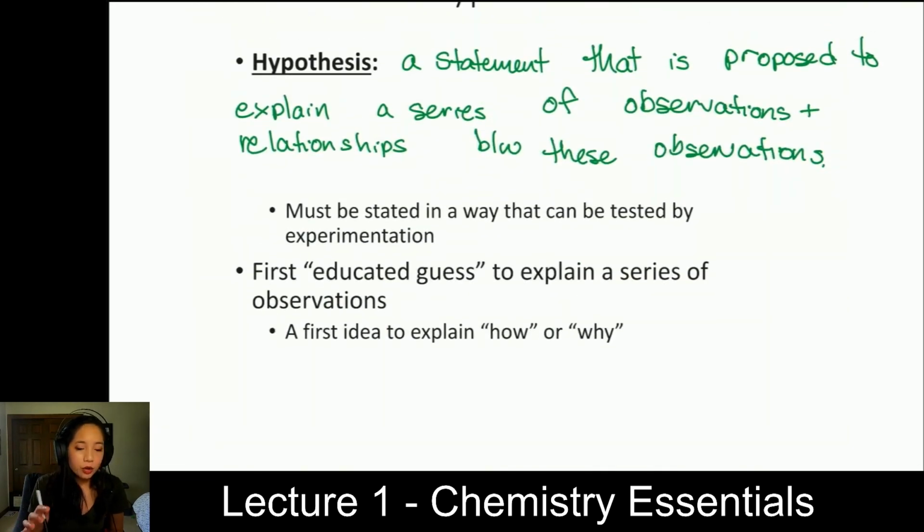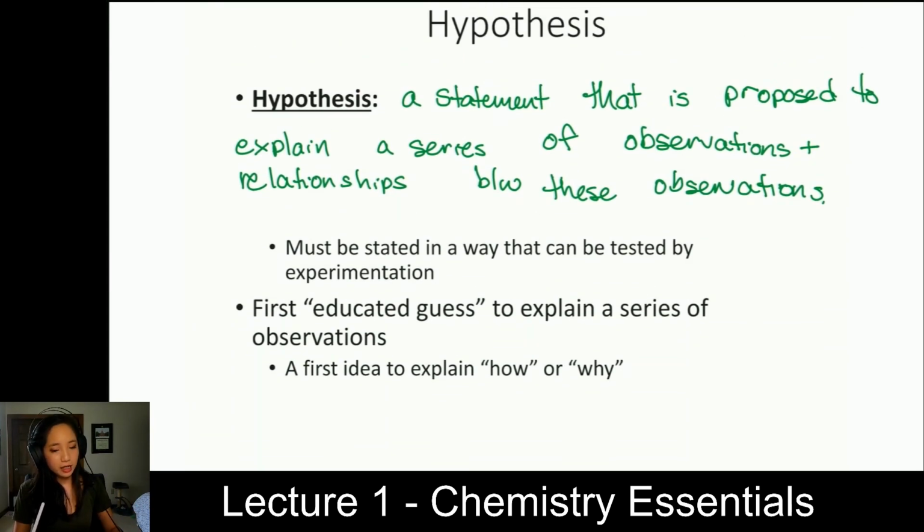Right? And so hypotheses can be wrong. They're just educated guesses to explain these observations. So we saw that in that previous example. These are just educated guesses to see what our problem is. And through experimentation, we can see whether that hypothesis is correct or wrong. So essentially, a hypothesis is just an idea to explain how or why something is happening the way it is happening. All right, so that is hypothesis.